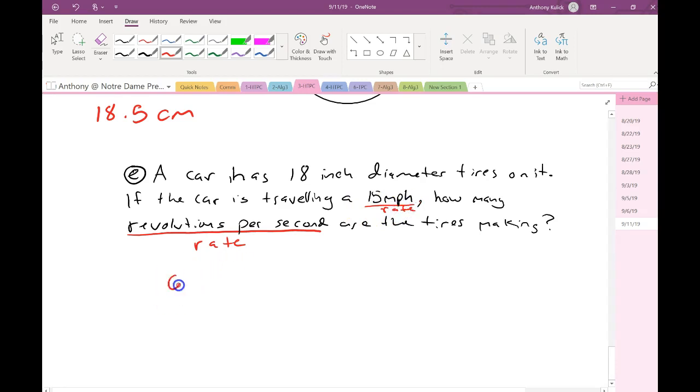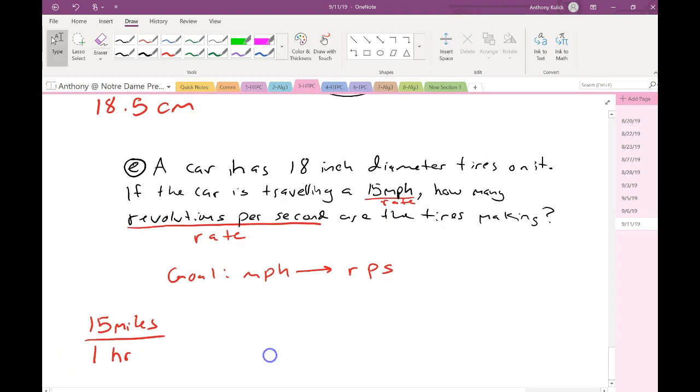So my goal here is going to be to convert miles per hour into revolutions per second. Everybody okay with that plan? Since they're both rates, I should be able to convert one rate into the other rate. So I'm going to start with the rate I know. So 15 miles over 1 hour. And I'm going to multiply this by some conversion factors until I'm in revolutions per second. Everybody okay with that plan?